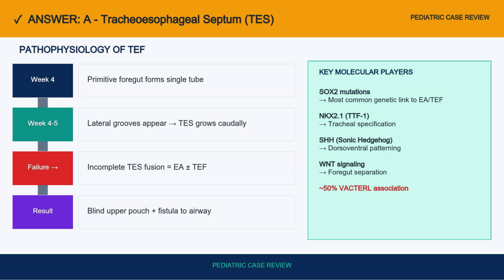Around the 4th week of gestation, lateral grooves appear in the primitive foregut, and the tracheoesophageal septum grows caudally to divide the trachea from the esophagus. Failure of this septum to fuse completely results in esophageal atresia with or without a fistula. Key molecular players include SOX2 mutations, which are the most common genetic link, NKX2.1 for tracheal specification, sonic hedgehog for dorsoventral patterning, and WNT signaling for foregut separation. Approximately 50% of cases are associated with the VACTERL association.